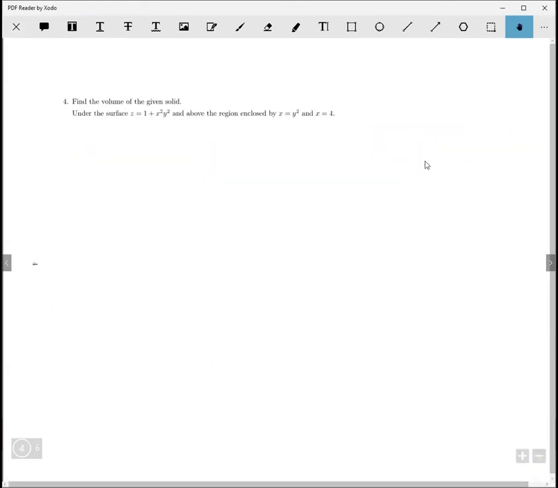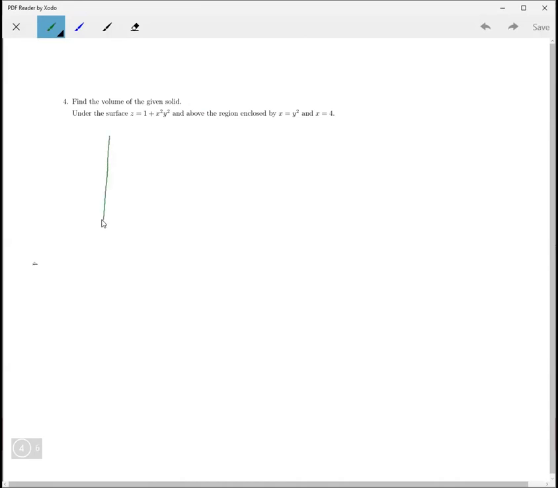Yeah, let's go on to the next one, number 4. Find the volume of the solid that's under the surface z equals 1 plus x squared y squared, and above the region enclosed by these curves right here. Let's take a look at what these are first. Try to graph these. We know that the first one is a parabola that opens up to the right. And the second one is just this line right here, x equals 4.